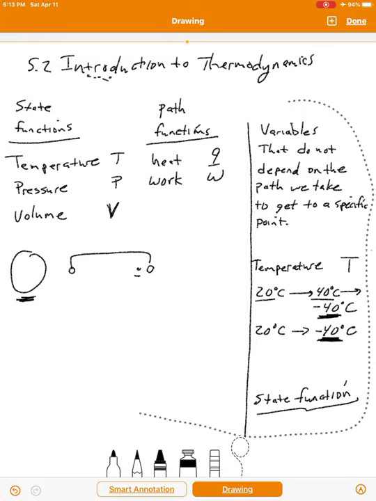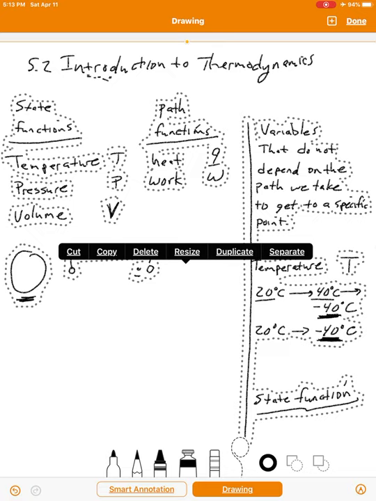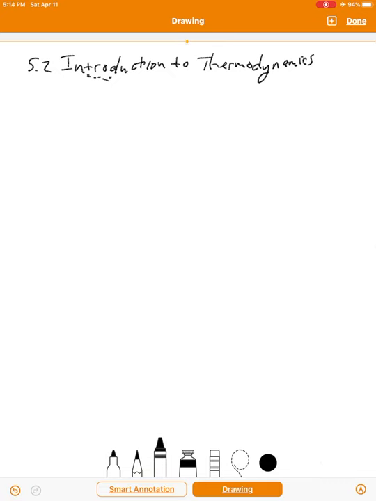Now, let's clear up some room here. What we're going to do is talk about something called the first law of thermodynamics. Okay, first law.